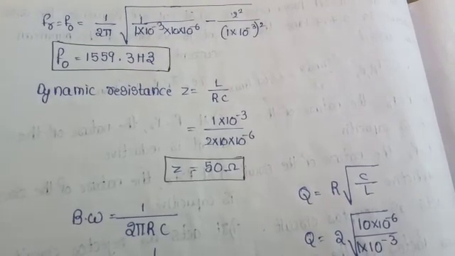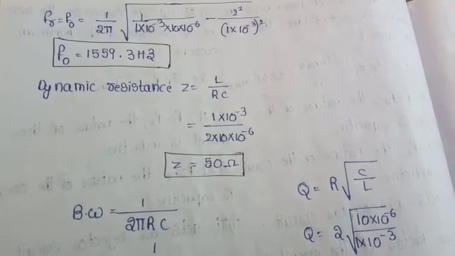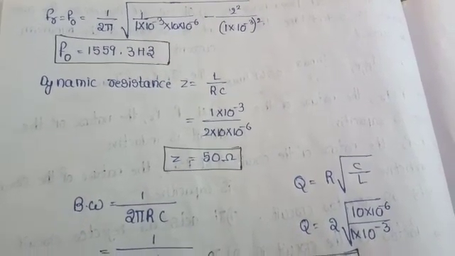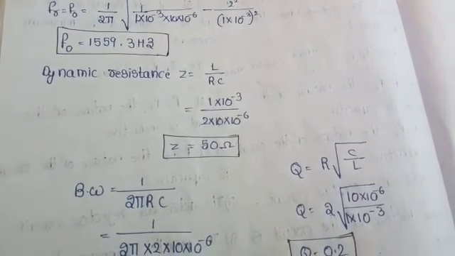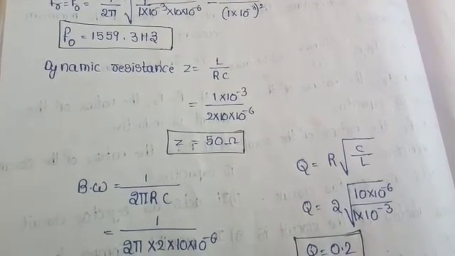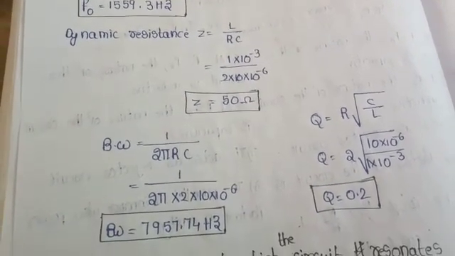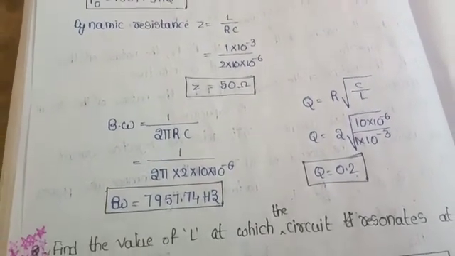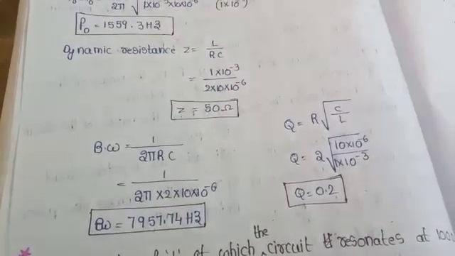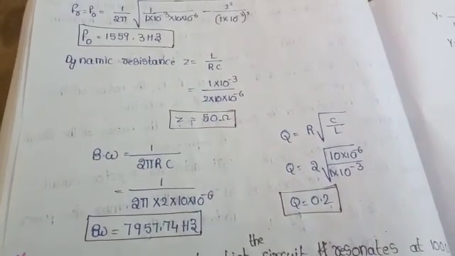So the resonant frequency of the given tank circuit is 1559.3 Hz. Now the next factor they are asking is the dynamic resistance, that is L by RC. The L value is 1 millihenry, that is 1 into 10 power minus 3, divided by R value 2 ohms and C value 10 into 10 power minus 6. Totally the dynamic resistance or dynamic impedance is 50 ohms. That is the maximum value in the parallel resonant circuit.